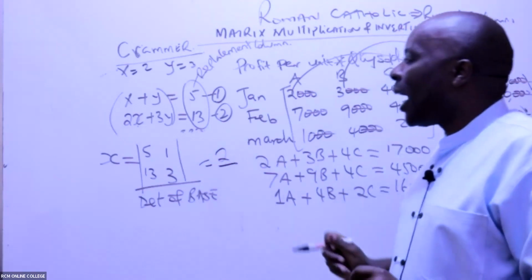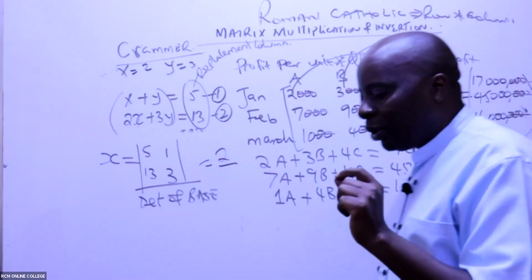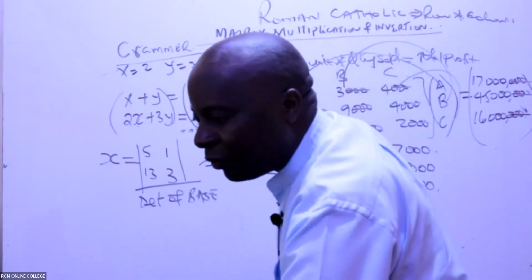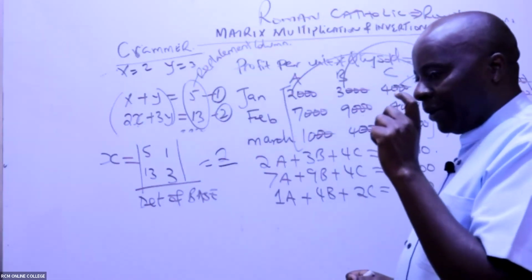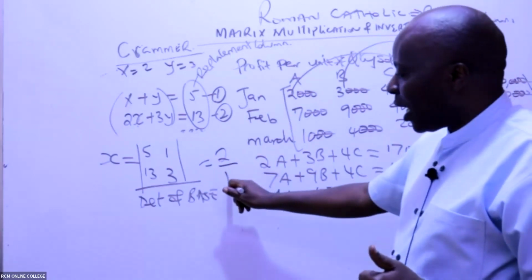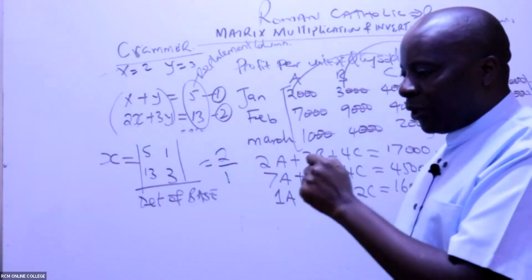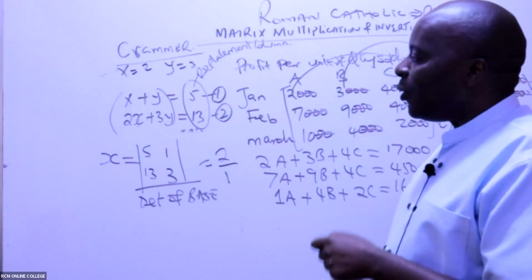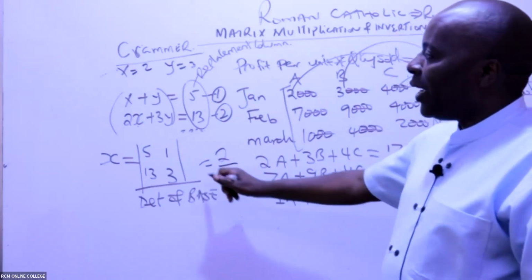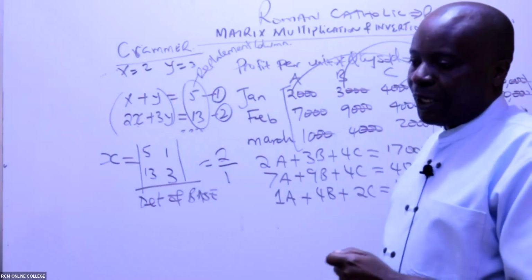Divide by, are we able to remember the determinant of the base? Can somebody remind me what the determinant of the base was? We found this earlier on. The determinant of the base was 1. So 2 divided by 1 gives me what figure? Are you able to see that at the end of the day, the value of x will be 2? The value of x is 2.